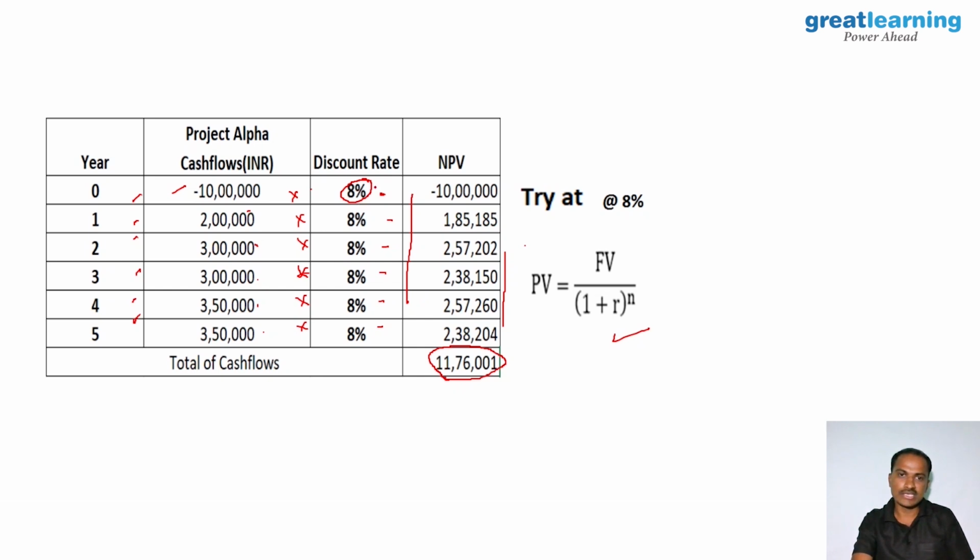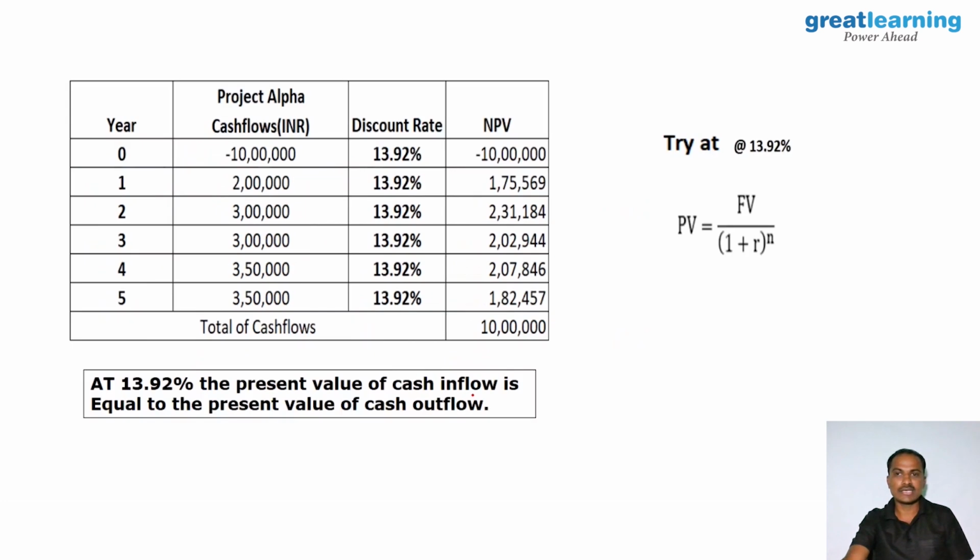So if you increase the discount rate, let's say if you try with 12% or 13%, this will come down. How much it should come down? Only when you calculate, you will be able to understand this part. So let's try this with 13.92%, or if you want to refer to the table, you can try 14%. If you try 14%, you can just populate these 14% discount rates for 5 years, then multiply, then you will get 10 lakhs.